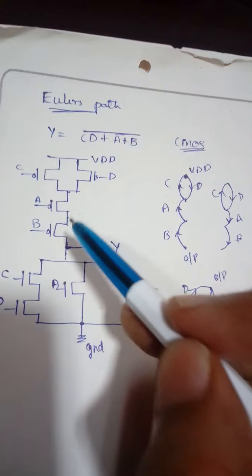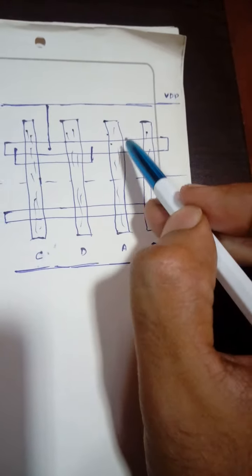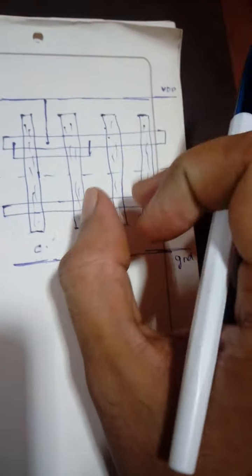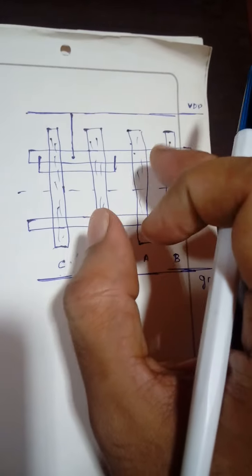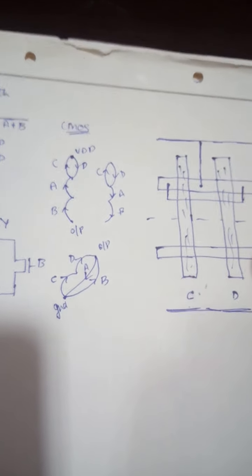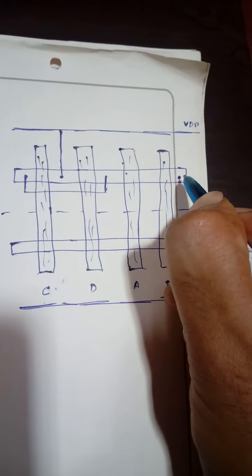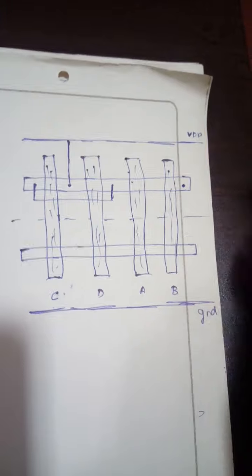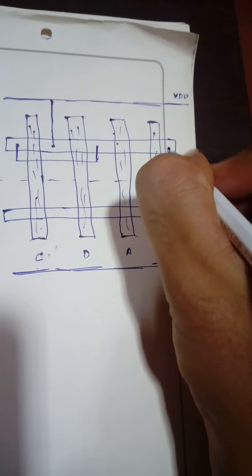Then A and B are in series. So if you make like this, if there is no metal connection in between, it means they are in series, right? Next, B should be connected to the output. So this end you keep it for the output. So we'll see that later.